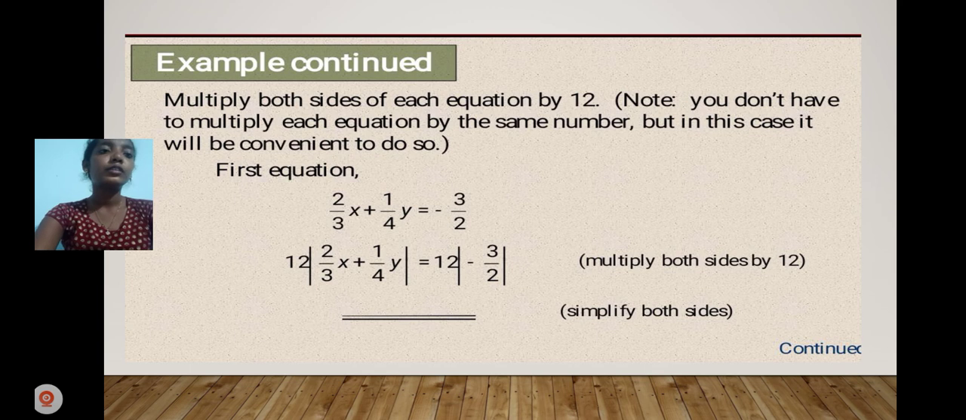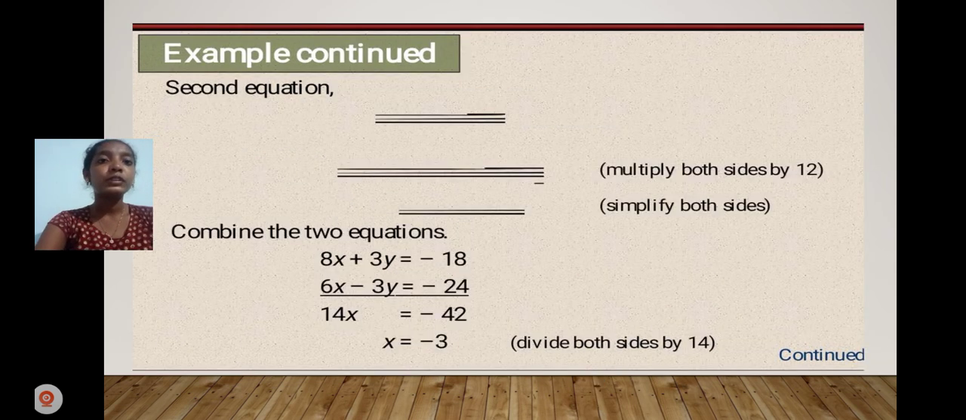Here there is a note. You don't have to multiply each equation by the same number, but in this case it will be convenient to do so. The first equation is 2/3x plus 1/4y equals minus 3/2. Now multiply both sides by 12. 12 times 2/3x plus 1/4y equals 12 times minus 3/2. Simplify both sides. Similarly, we can do the same to the second equation also.